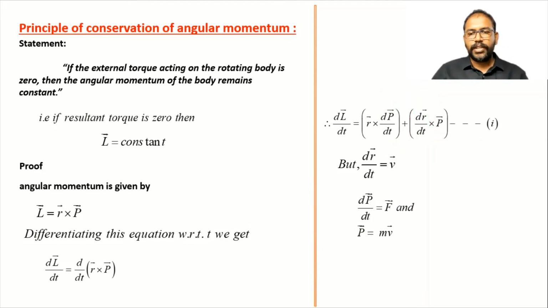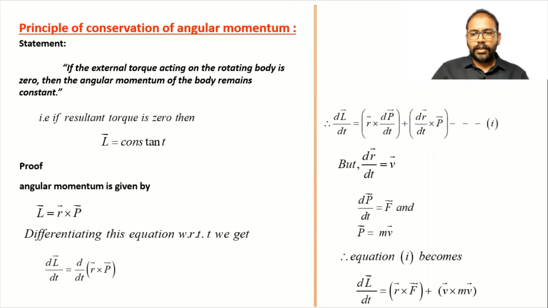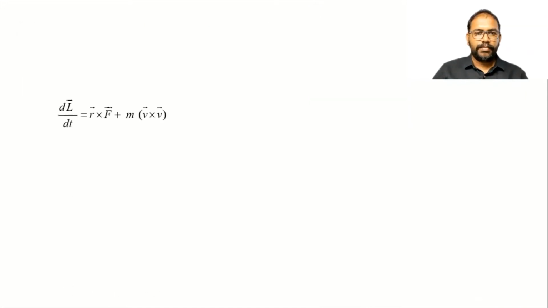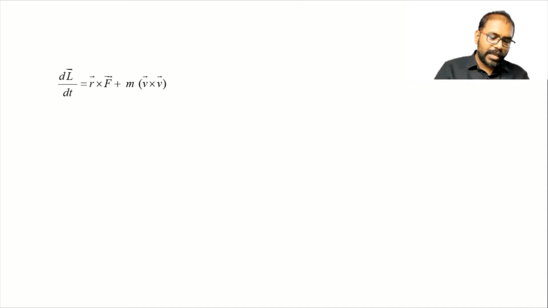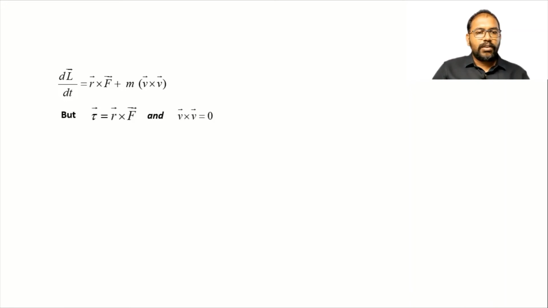Now after substituting everything, we get here equation number 1: dL bar by dt, that's the left hand side as it is, equals r bar cross f bar plus v bar cross m v bar. This m we can take outside, then we get v bar cross v bar. So you can see here r bar cross f bar and then m outside, v bar cross v bar. But here this v bar cross v bar is 0, because you know that v bar cross v bar is coming v squared sine 0, because for a vector with itself the angle is 0.